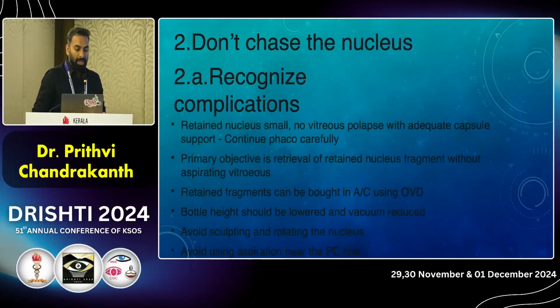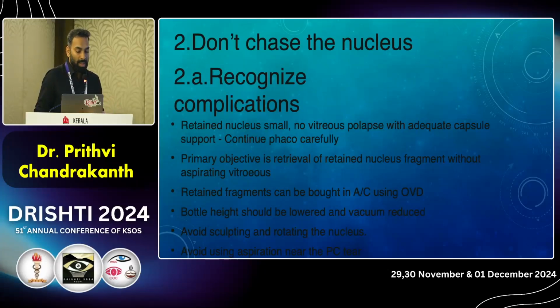And then for any retained nucleus which is small, with no vitreous prolapse, no disturbance, and adequate capsule support, you can actually continue phaco carefully and try to finish it. The primary objective is retrieving all the retained nuclear fragments without aspirating the vitreous, because once you catch hold of the vitreous, there is vitreoretinal traction, and it can cause a retinal detachment or retinal holes, and you might not even know that.